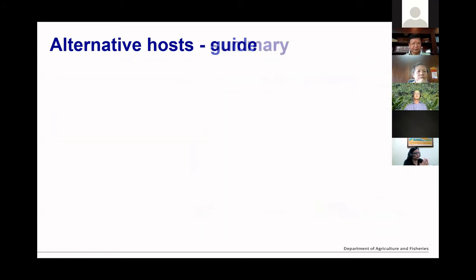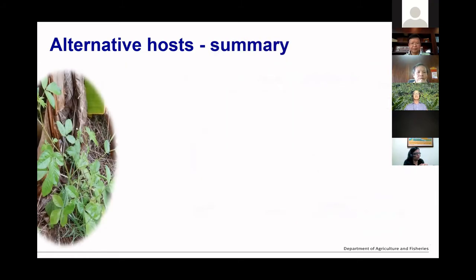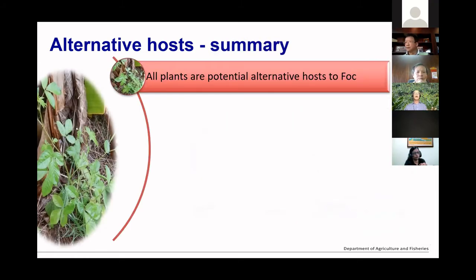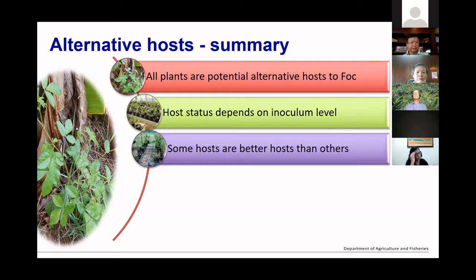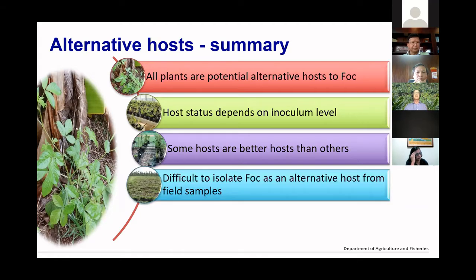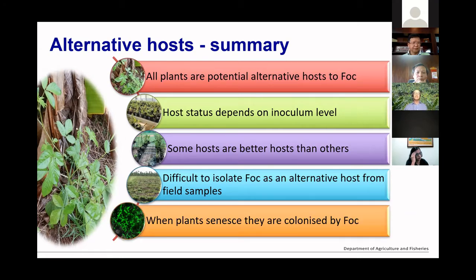So to summarise the role of non-banana plants as alternative hosts, all plants can be considered as potential hosts to FOC, and the host status really depends on inoculum level, but some plants could be considered better hosts than others. We found it very difficult to isolate FOC from alternative hosts in the field. And the other thing to keep in mind is that when they senesce, such as when sprayed with herbicides, they can be extensively colonised by FOC.